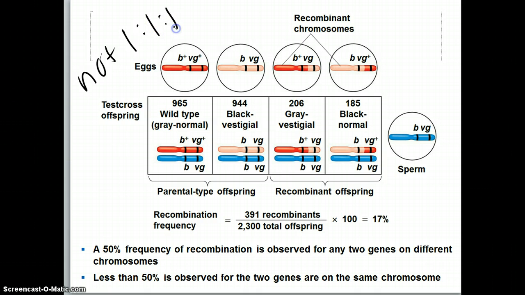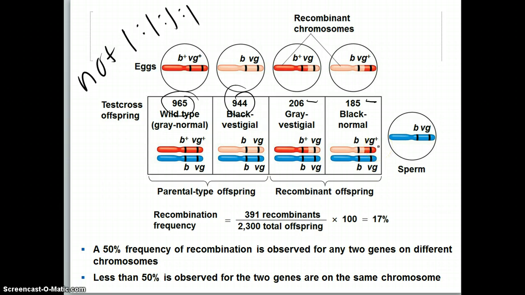Okay, it's not a 1 to 1 to 1 to 1 ratio anymore when you do this cross. You're going to see now a lot of parentals, and you're going to see very few recombinant offspring. And this is because crossing over has to do with how close the genes are on the chromosome and how likely they are to cross over and switch to produce these recombinants. Crossing over doesn't happen every single time, but it does happen sometimes.